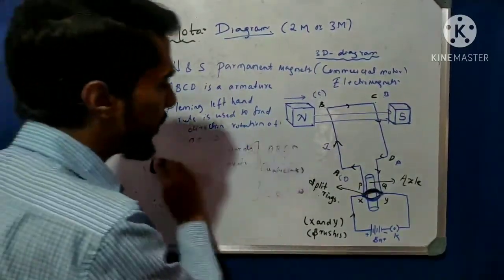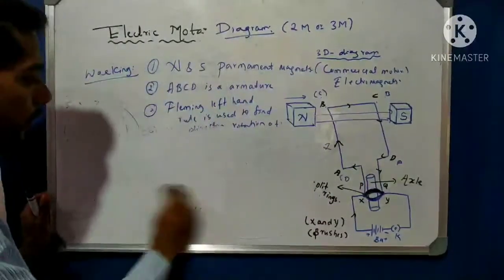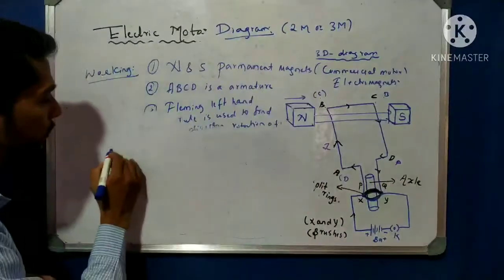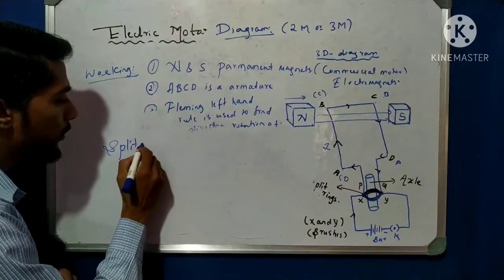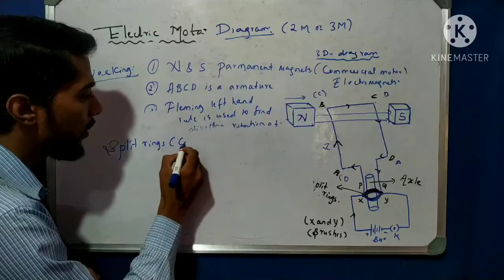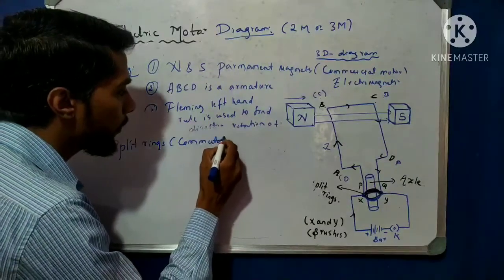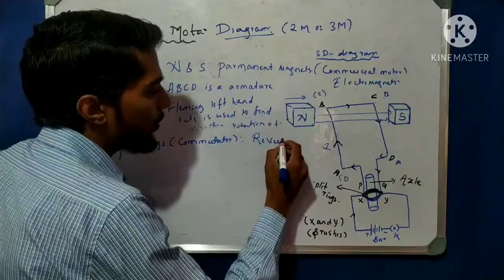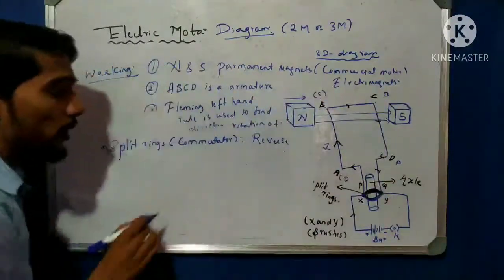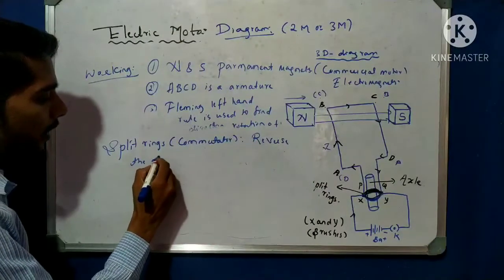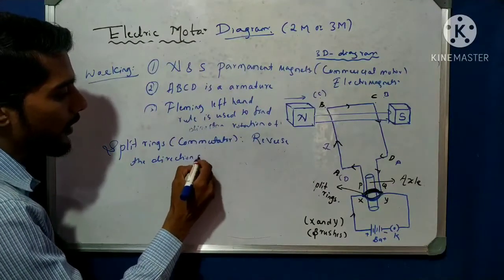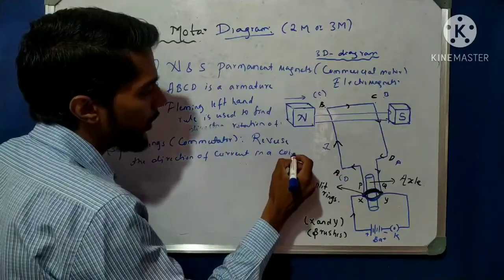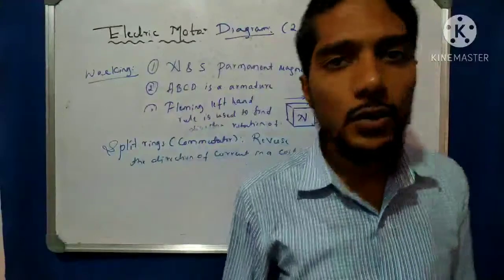So the point is the commutator. If you get confused, split rings are also called a commutator. So what is the function? Reverse the direction of current every half rotation. Remember that. Reverse the direction of current in a coil, in an armature. So that is simple.